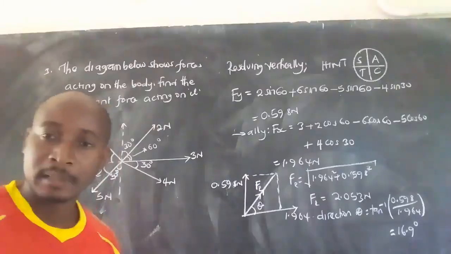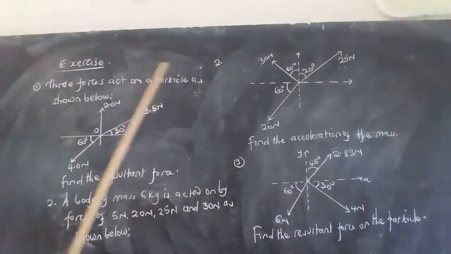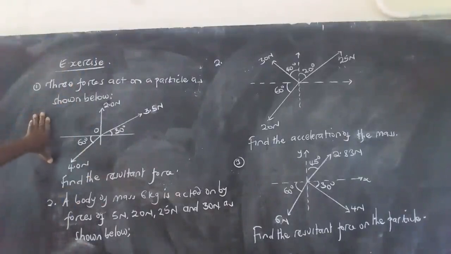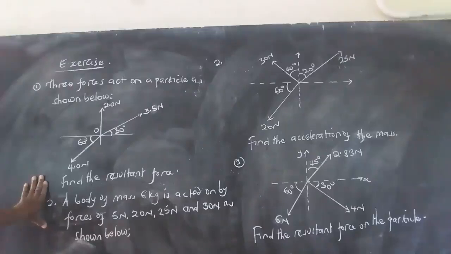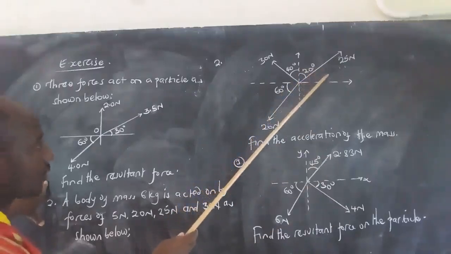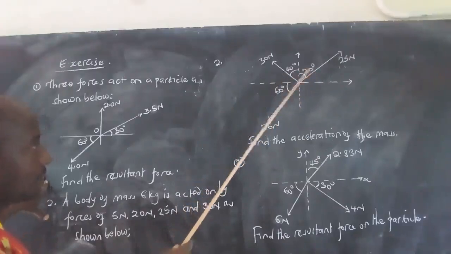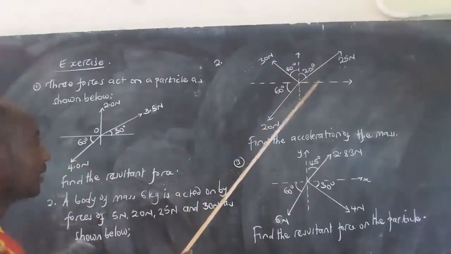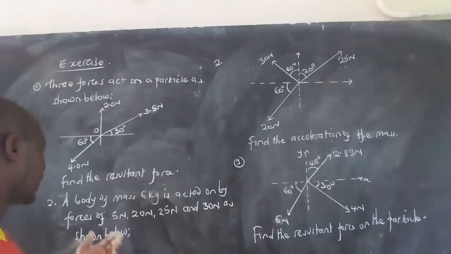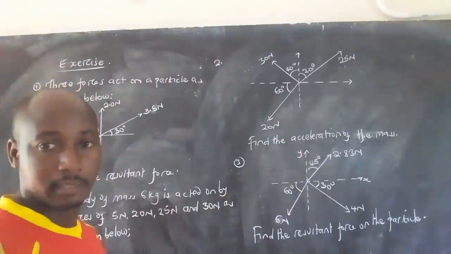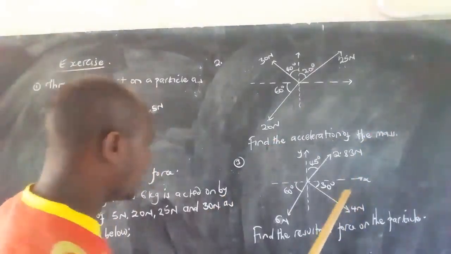So we can now have an exercise. The first one shows the forces acting on the particle. As you can see, the directions are shown, and I say find the resultant force acting in the system. Number 2, you have a mass, and forces acting are shown in this diagram. So you have to ensure that you look for these angles, because you should look at the angles made with the horizontal. And after getting the resultant force, you'll be able to get acceleration, because force is equal to ma. Remember that work.